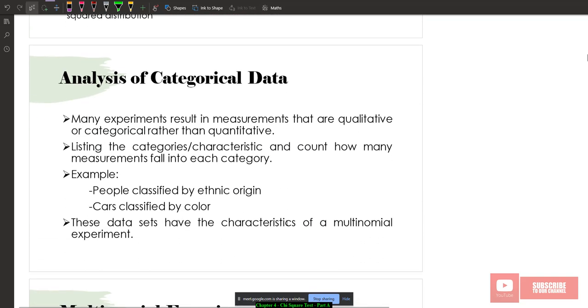So now, analysis for categorical data. Many experiment results in measurement are qualitative or categorical rather than quantitative. For example, in a medical study, we only use qualitative data, which is categorical data, whether you are alive or die, healthy or not healthy. Another example: people classified by ethnic origin, cars classified by color. These are examples of categorical data.